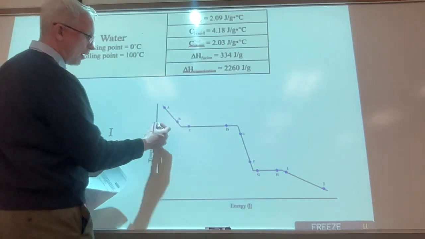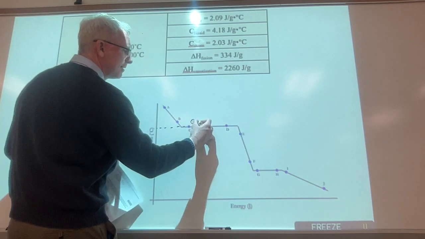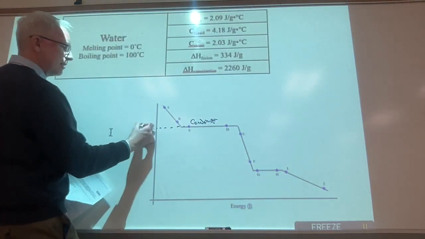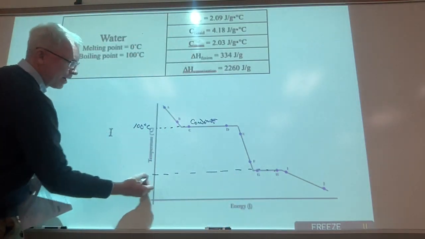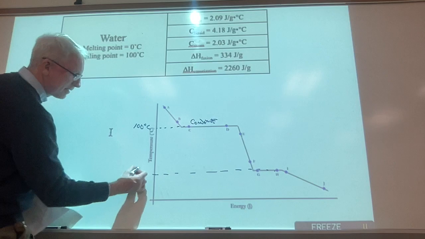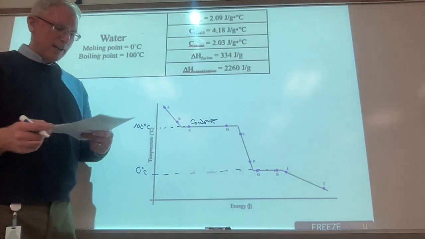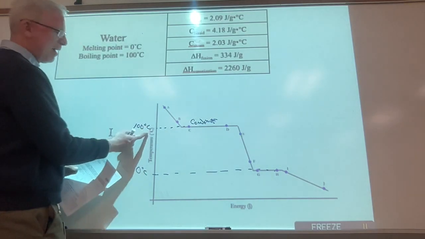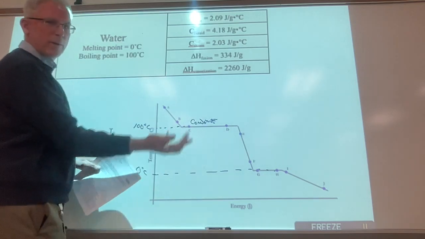So this is water, so we know that this flat spot, this is where we condense. That's at 100 degrees, right? And we know that this flat spot over here is where we're going to freeze, and that's going to be 0 degrees. And the problem said that we start at 133 degrees. So we have to start above 100. So we're somewhere here.